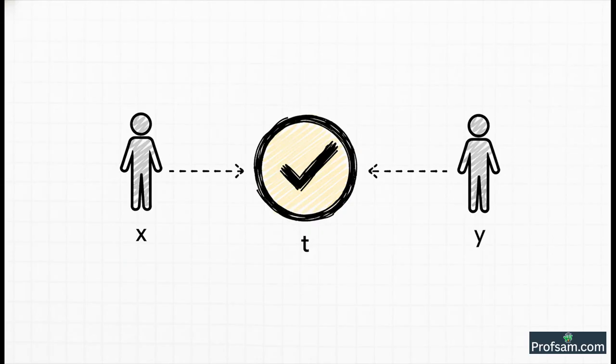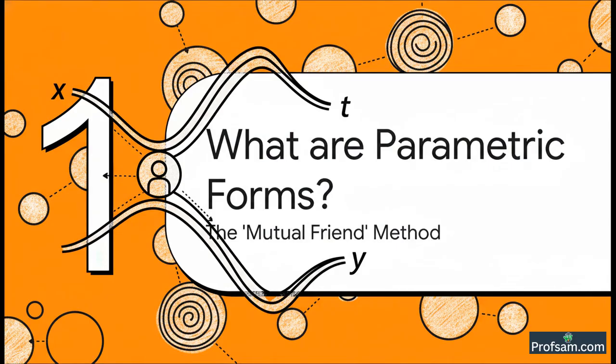Well, here's the twist. What if both of them follow the same famous influencer? This influencer, this celebrity, is their common link. Even though they don't know each other, they're connected through this third person. In our math world, we're going to call this influencer unknown. So this whole mutual friend or mutual influencer idea, that's exactly what a parametric form is in mathematics. It's just a fancy way of saying we're connecting x and y using a go-between, a third variable.